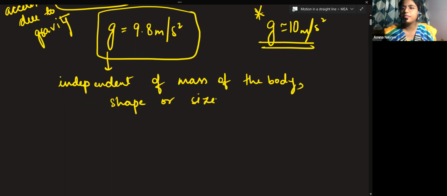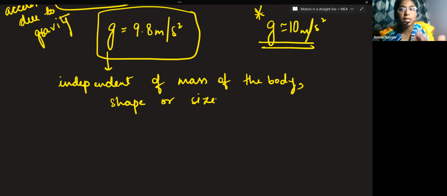For example, if a person is falling down, let's say the mass of the person is 70 kg. If a 70 kg man is falling, then the acceleration due to gravity will be 9.8 meter per second squared. If this pen, which I think weighs 500 grams, is falling, then also the acceleration due to gravity will be 9.8 meter per second squared. This is one thing you have to remember.